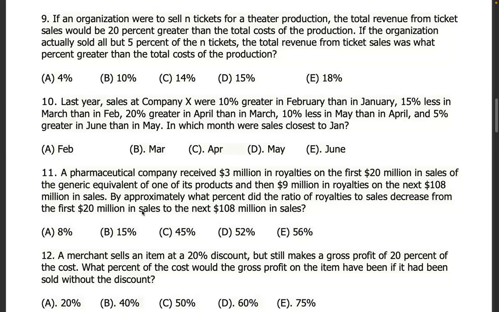May with 102.16 sales. May is how much? 100 and 2.16. So that is close to 100, right? Yes. So this is the answer.